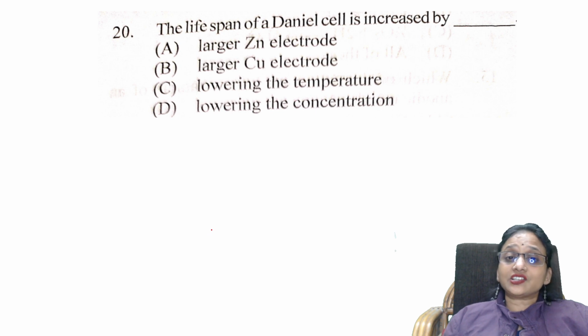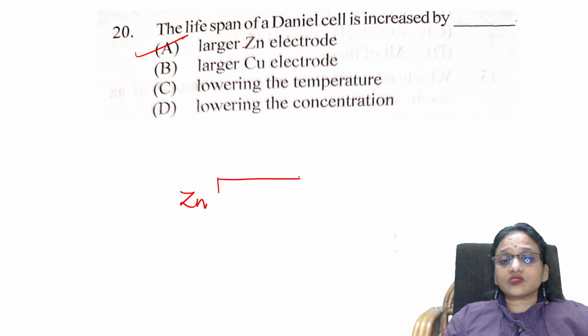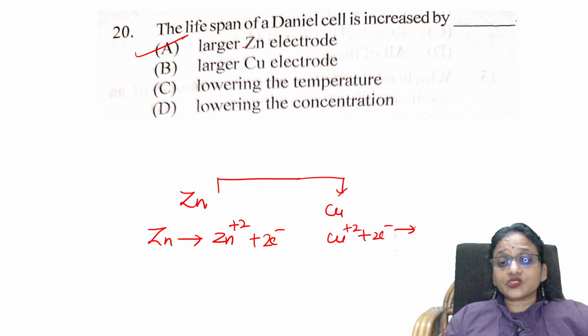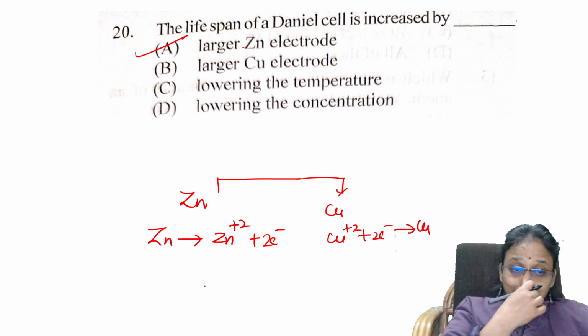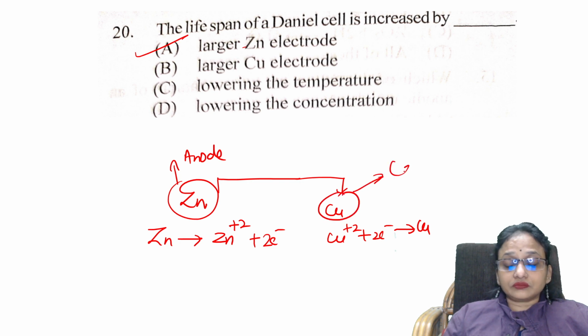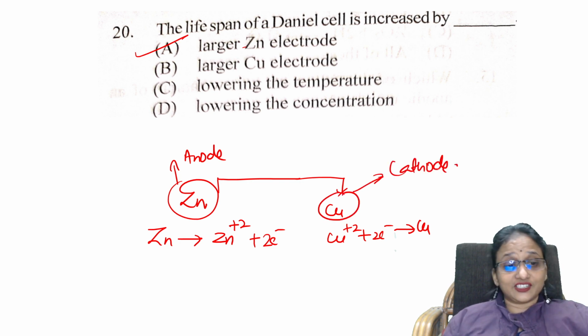Next question. The lifespan of a Daniel cell is increased by, oh, right. Careful question. Larger zinc electrode. Obviously, students. Why? Because the zinc electrode has to transfer the electrons towards the copper electrode. Correct? So this zinc electrode should be large. Larger means longer lifespan. It should be large enough that it can donate the electrons towards the copper metal. That's all. It depends upon the anodic compartment. Careful. So that particular electrode should be the larger one.